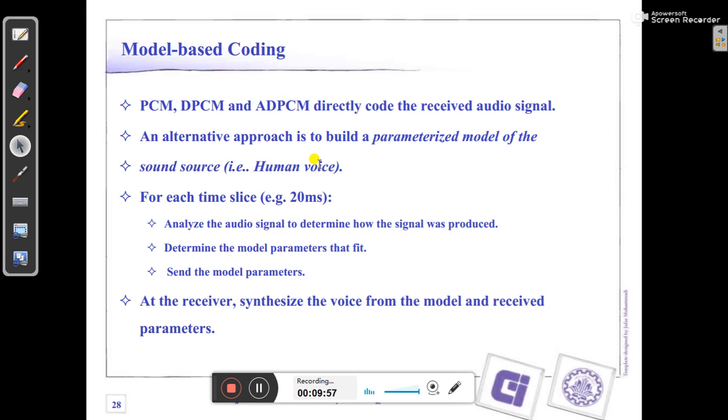So first, analyze the audio signal to determine how the signal was produced. Second, determine the model parameters that fit. Third, send the model parameters. These are the steps of model based coding, because we need to build a parameterized model of the sound source. At the receiver, using some synthesizer, the voice is synthesized from the model and the received parameters.